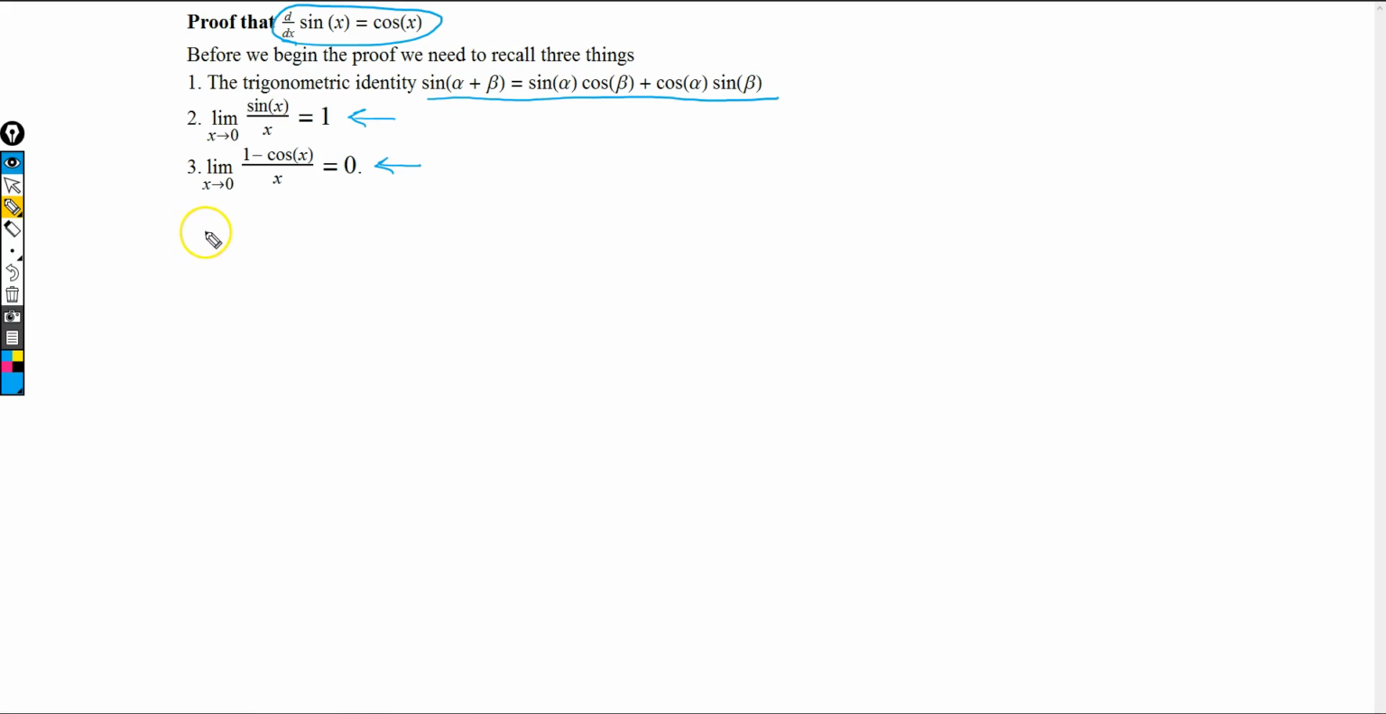So we start out with... now what we have to do is go back to our limit definition. This is why we studied the limit definition, because all these proofs that we do, we have to use the limit definition for the derivative.